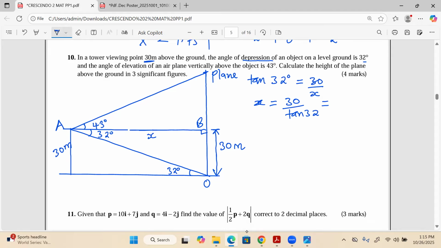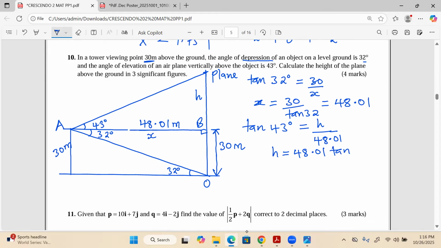This is 48.01 meters. Now with this distance, we can now find the small h here, whereby we use again tangent. The tan of 43 should be given by the opposite h out of the adjacent 48.01, meaning that h equals 48.01 tan 43. So this one multiplied by tan 43 is taking us to 44.77.